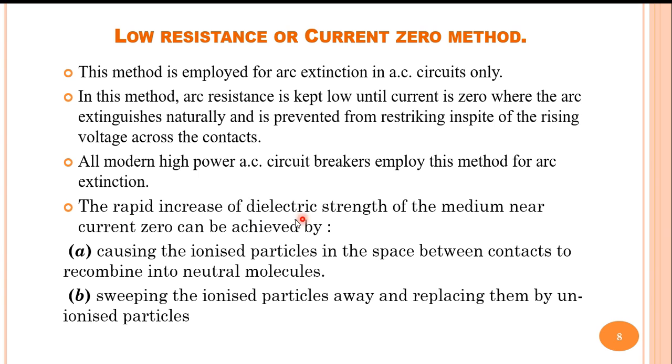The rapid decrease of dielectric strength of the medium near current zero can be achieved by causing the ionized particles in the space between the contacts to recombine into neutral molecules. At the current zero point, we can recombine these ionized particles into neutral molecules so that the conductivity of the arc path is reduced. Also, we can sweep the ionized particles away from the path, and we can replace these ionized particles with unionized particles.